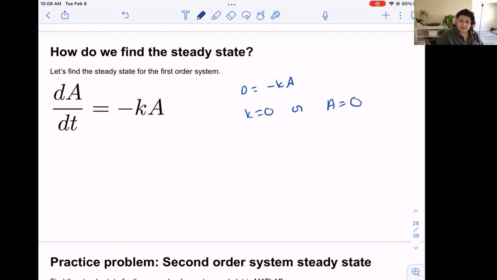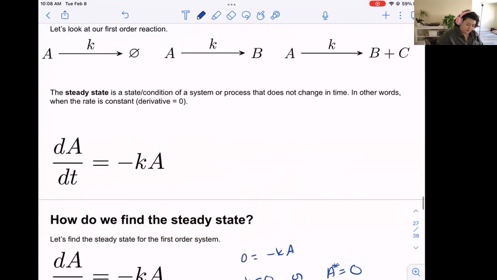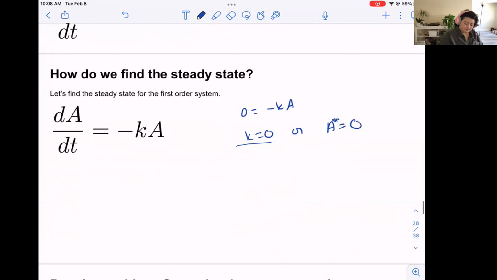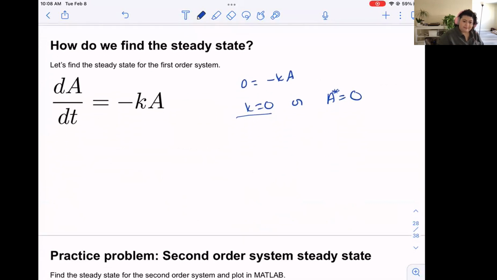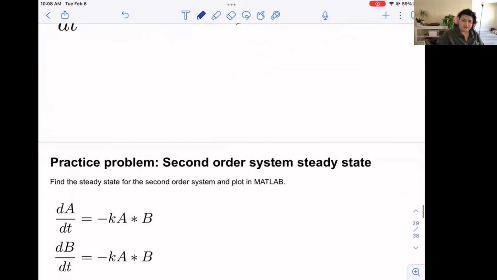So our steady states would be whenever A is 0. The parameter K being 0 is not going to happen, because if we have this reaction taking place, that means K is not 0. Okay. Any questions about solving for steady state? Okay, let's try another one.